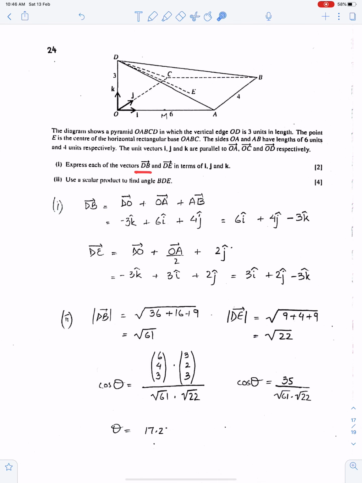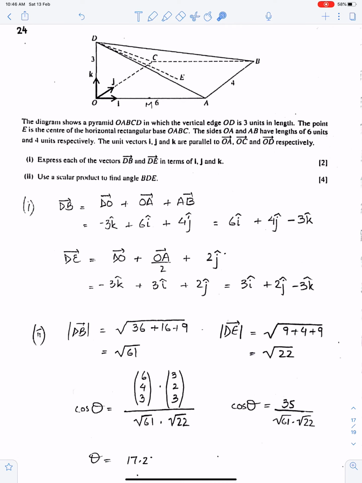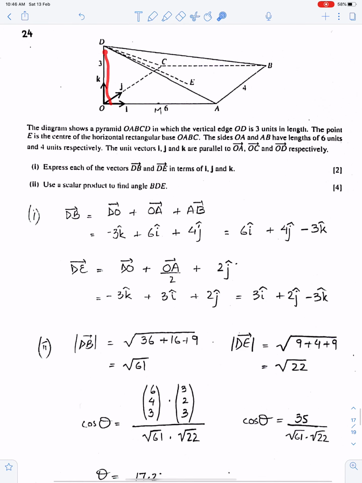We need vector DB, and this is the pyramid. And lengths are given. OD is 3 units in length. Sorry, E is the center of the horizontal rectangular base. This is 6, this is 4, and 6 units. Find DB. Now you have to make a way to get DB. This is vector DB, so it should be DO plus OA plus AB.